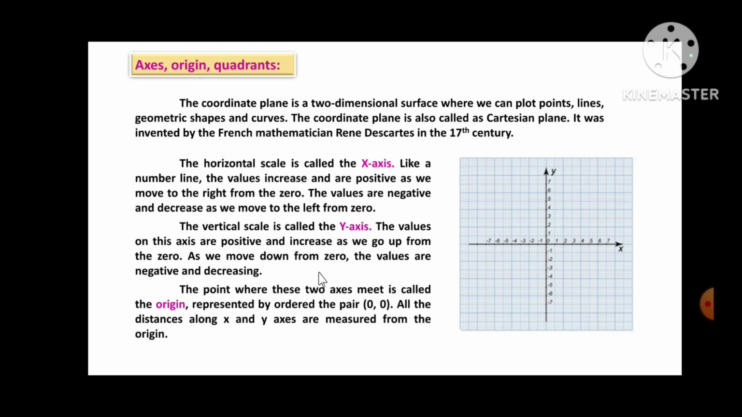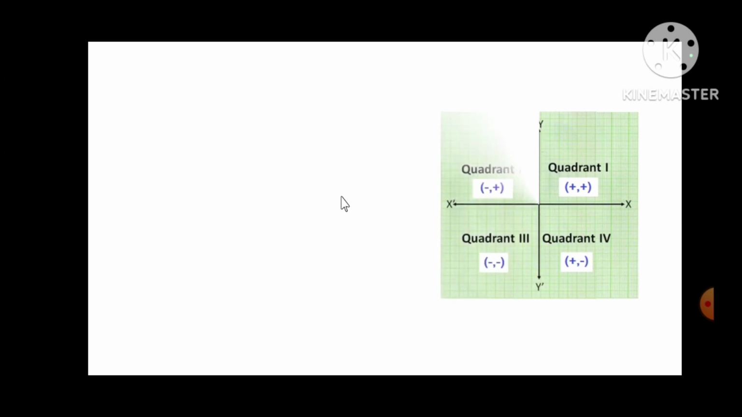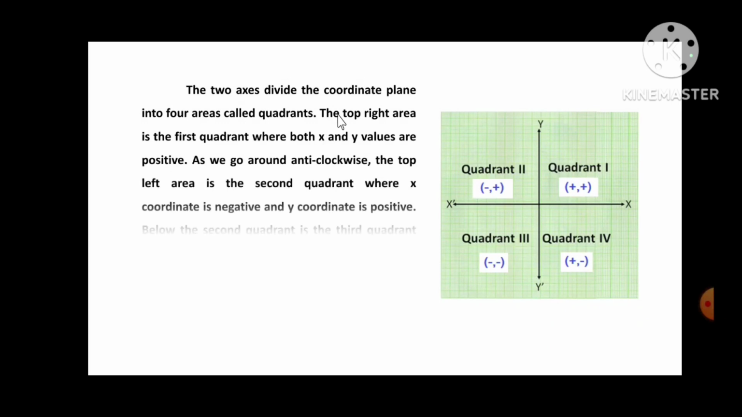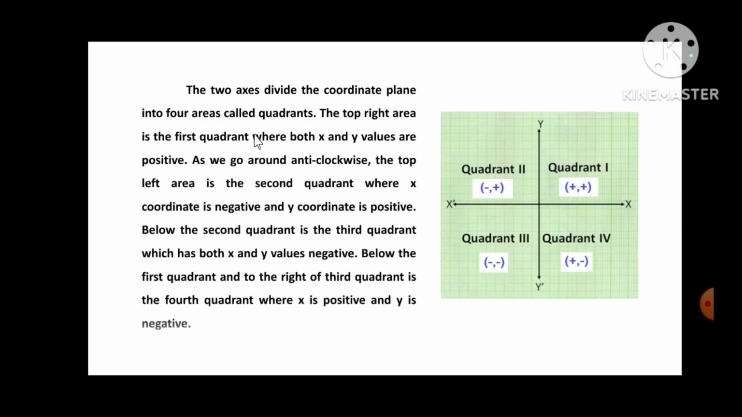The point where these two axes meet is called the origin, represented by the ordered pair (0, 0). All the distances along the x and y axes are measured from the origin. Here you can see, due to the x and y axes, the given plane gets divided into 4 parts. Friends, the two axes divide this coordinate plane into 4 areas, each called a quadrant.